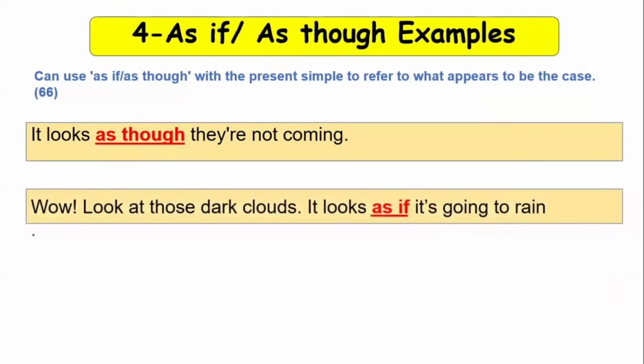Another example: wow, look at those dark clouds. It looks, you see, I have a sense verb here. It looks as if it's going to rain. So from the dark clouds, I'm not sure that it's going to rain.